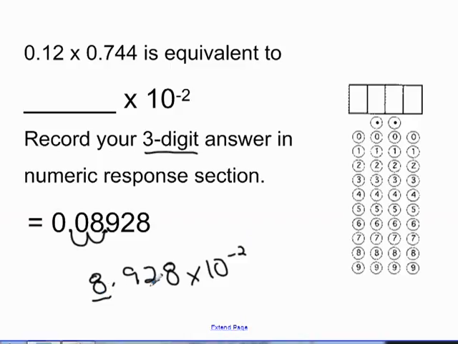So 3 digits, we have 1, 2, 3. Always check the number after to see if we have to round up, which in this case we do. So this becomes 8.93 times 10 to the power of negative 2. So I would record this as 8.93, and then you would bubble in the answers.